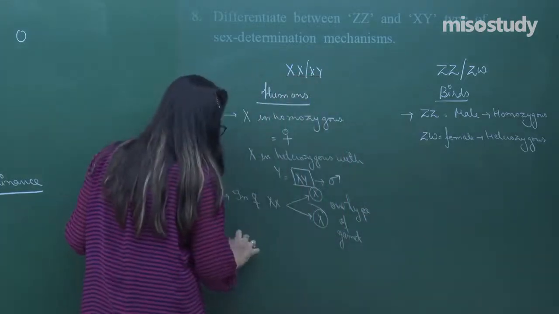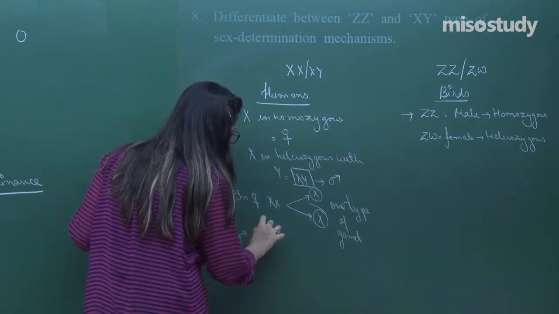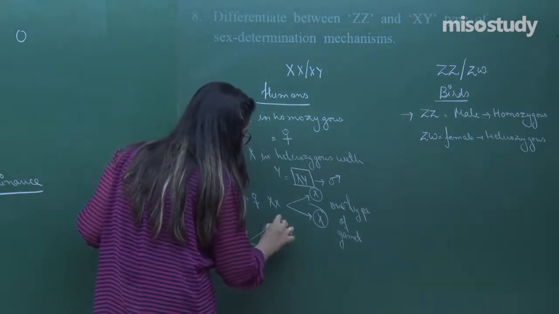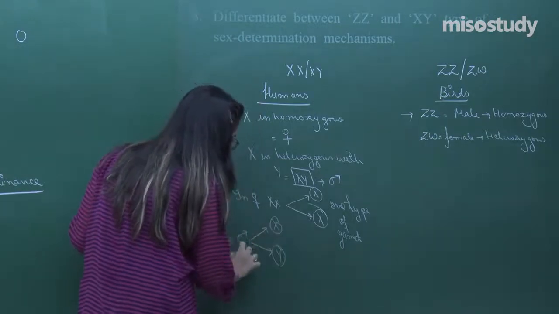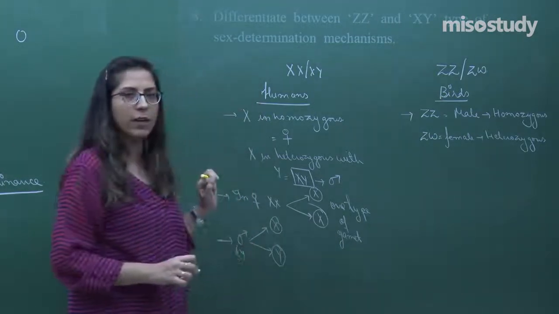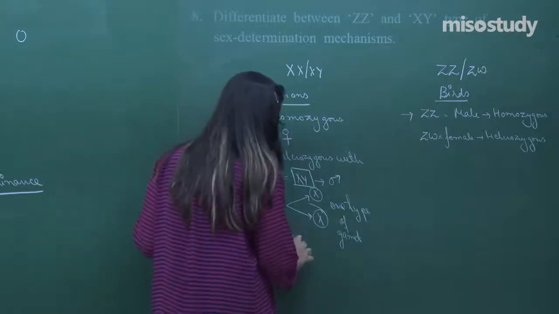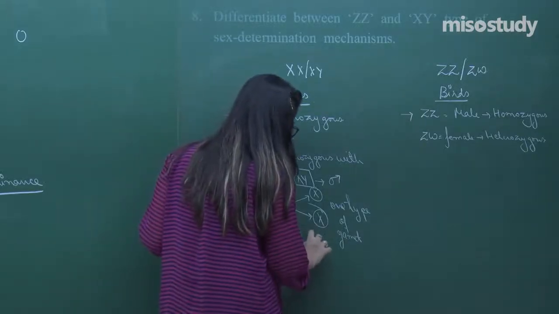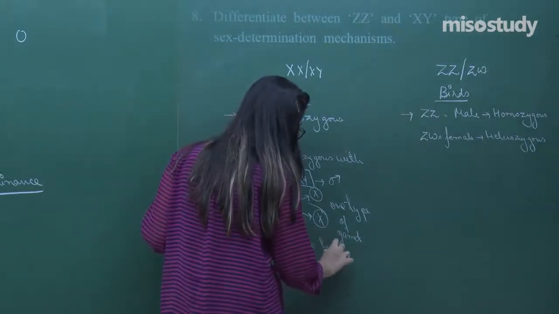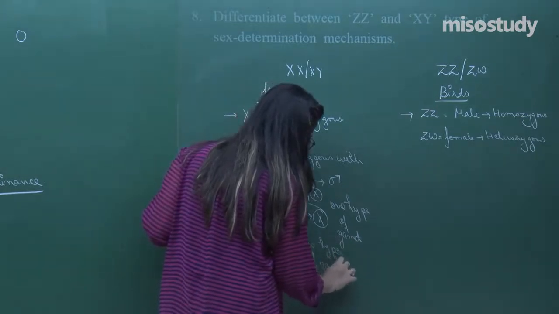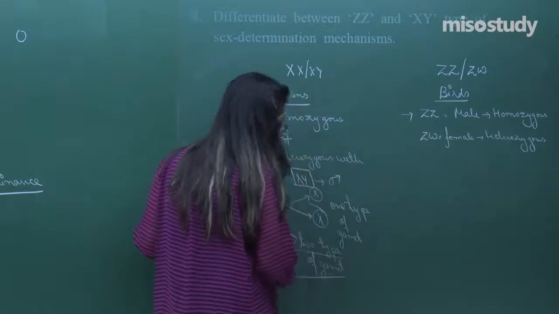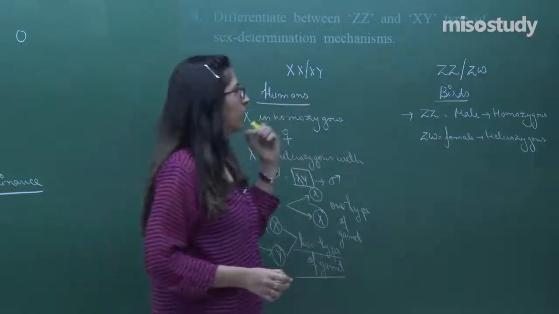Whereas in male, they produce two types of gametes. One is called X and the second is called Y, because in case of male, XY chromosomes are there. So, if I say they produce two types of gametes, am I right? Right.